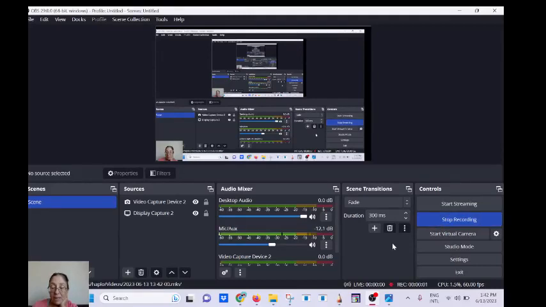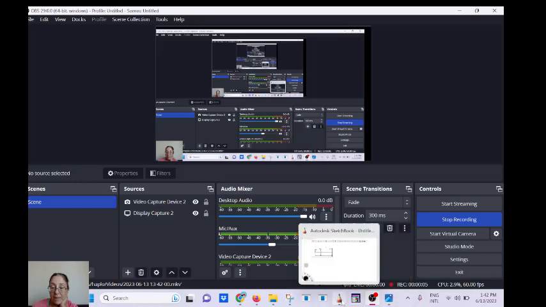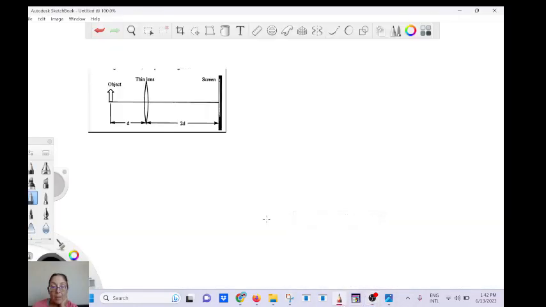Hi guys, so here are typical problems for the MCAT that relate to geometrical optics. So here is an example. This is given to you, and I think they say that the image that you get here is real, and they want you to find the focal length.